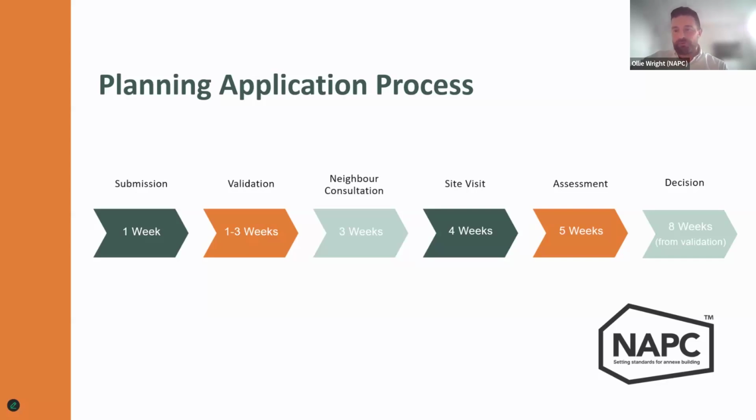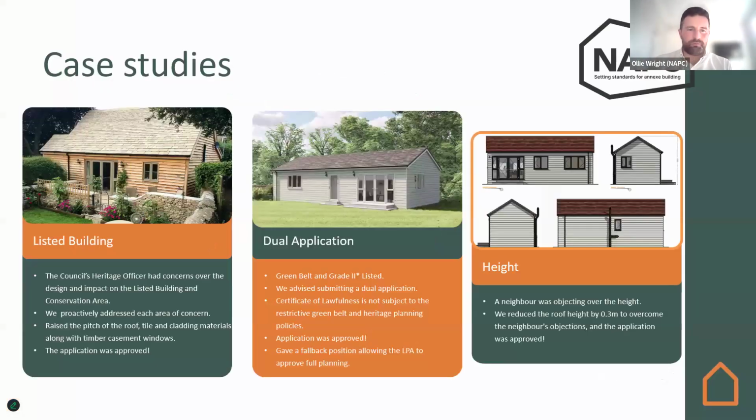And if there are any concerns, hopefully deal with it during that application process. So overall, about 8 weeks, and then hopefully you'll get your nice decision and you can crack on and it's an approval. Now, a couple of case studies here just to show you how we added value at NAPC. The first one was in the grounds of a Grade 2 listed building. It was in the Cotswold Conservation Area and the AONB. So pretty much, apart from it being in the green belt and the flood zone, it had everything going against it. Now, we submitted the application.